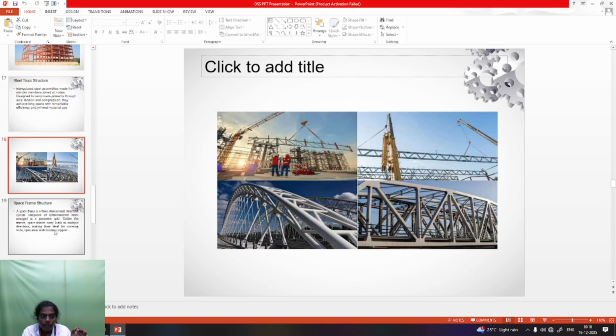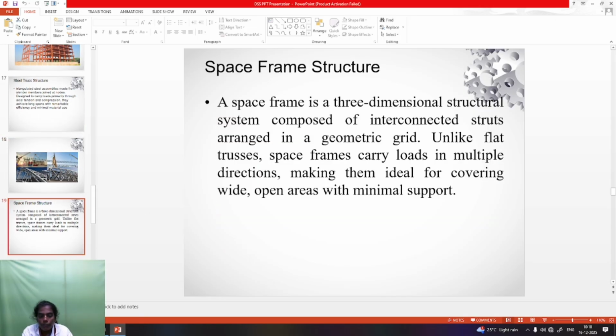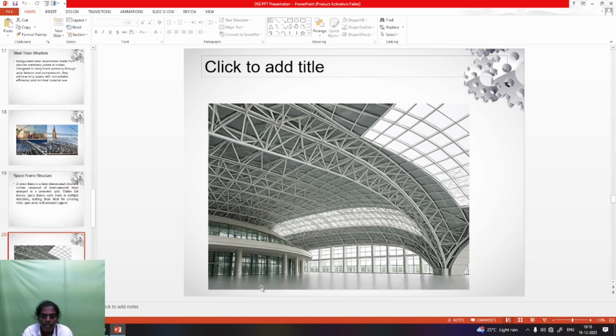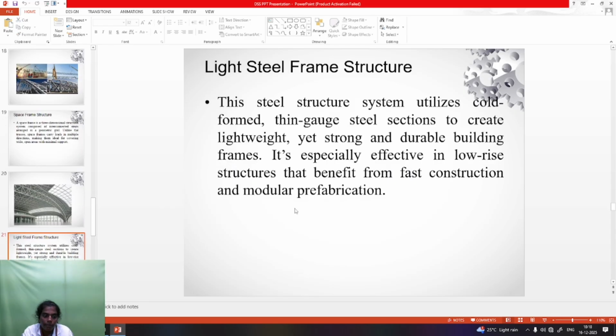Next one is space frame structure. So space frame is a three-dimensional structure of interconnected members, studs also known as columns. The columns are arranged in a geometric grid. The stresses in the space frame structure act in multiple directions, ideal for open areas with minimum support. So this is a space frame structure example. Space frame structure means three-dimensional connections. Airport hangars are used for this purpose.